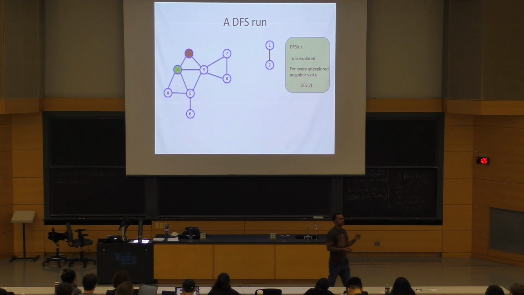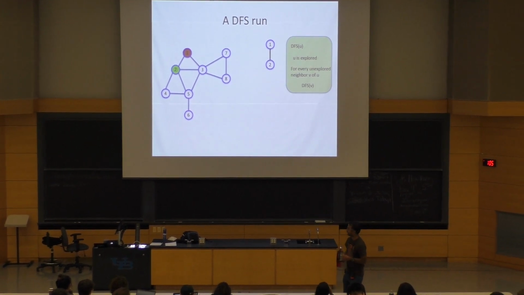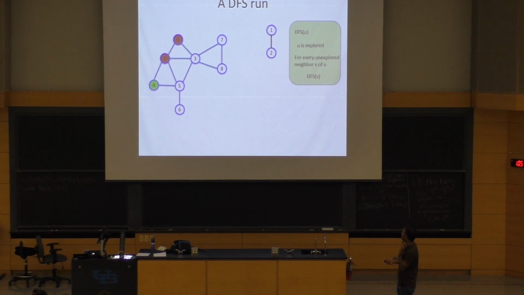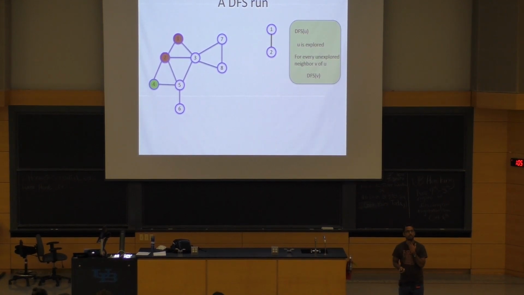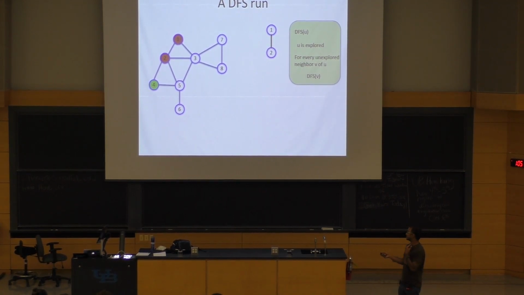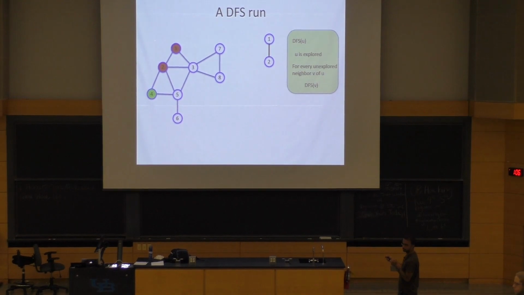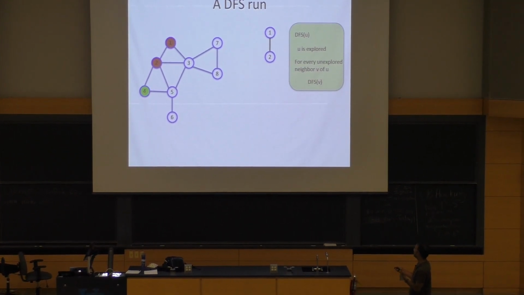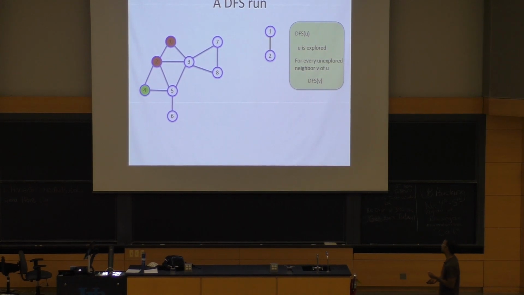So since you went to 2 via 1, you add in the edge from 1 to 2 in your DFS tree. The next thing you do is you mark 2 as explored, and then you go to the next neighbor of 2. You look at neighbors of 2, 1 is a neighbor, but it's already explored, so you're not going to go there. So let's say the next one that you go to is 4.